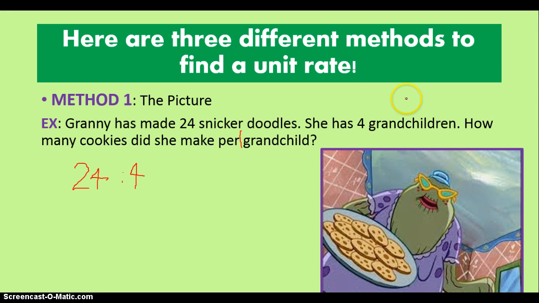So 4 is the number of grandchildren. Instead of the 4, we're going to be trying to find what number is going to be equivalent. So 24 to 4, what number is going to be equivalent to blank to 1?